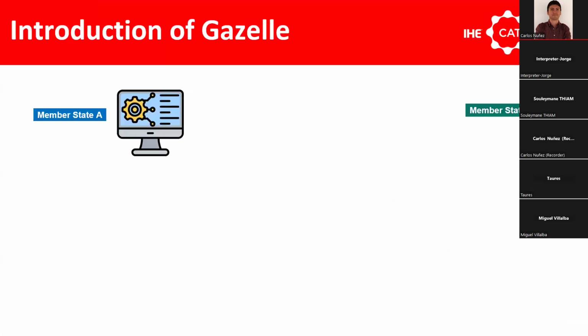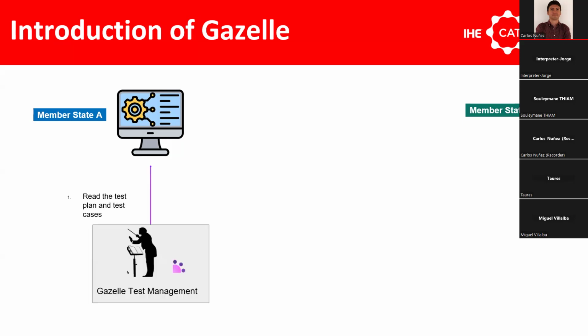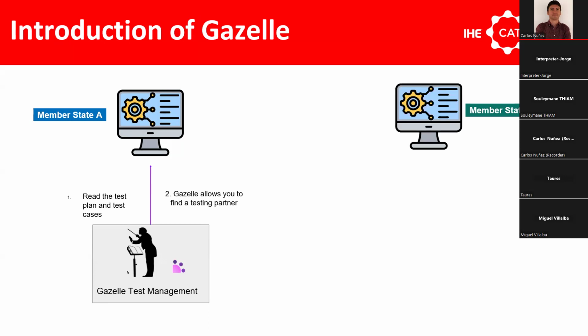So now once the preparatory stage is done, your system is ready to perform peer-to-peer tests with other member states. In this stage also, you have another test plan in Gazelle. And Gazelle will tell you, okay, you are testing MHD, for example. We have another country, member state B. They are testing MHD. They can act as a server. Your system is acting as a client, and their system is acting as a server.